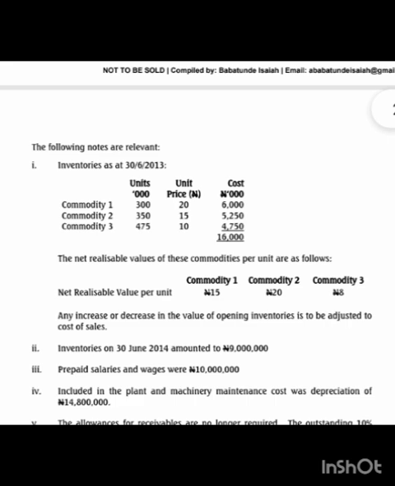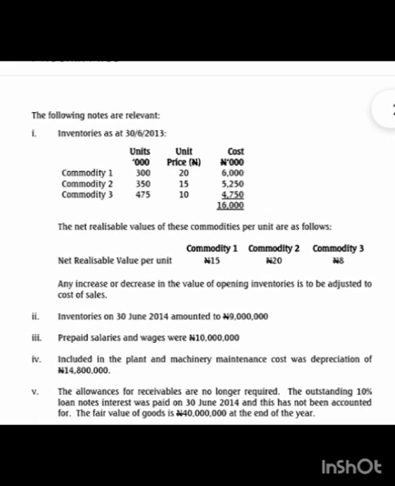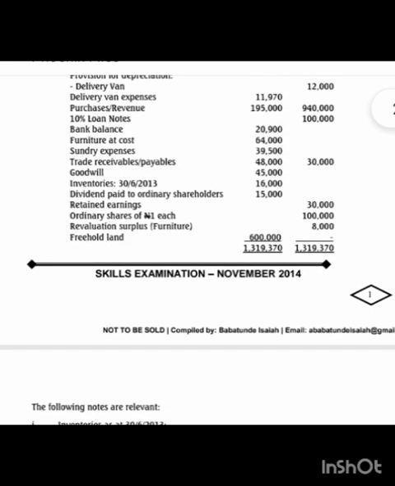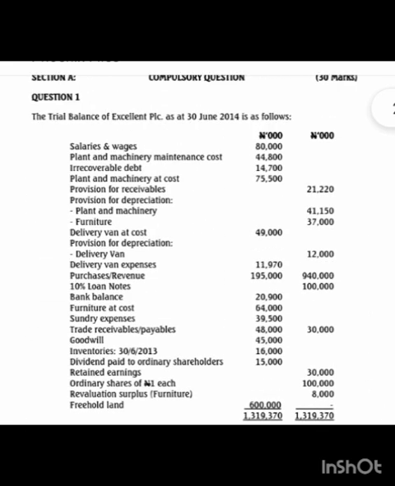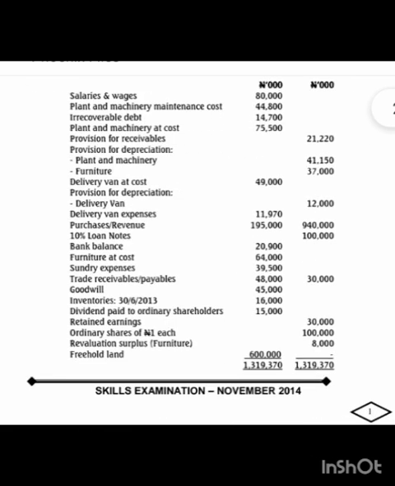If you check the additional information 5, we were told the allowance on the receivable is no longer required. The 10% loan note interest was paid on 30th June 2014, and this has not been accounted for. The fair value of goods is 40 million at the end, as you can see in additional information 4. So let us go and check the closing inventory in our trial balance, or let us go and check the cost.